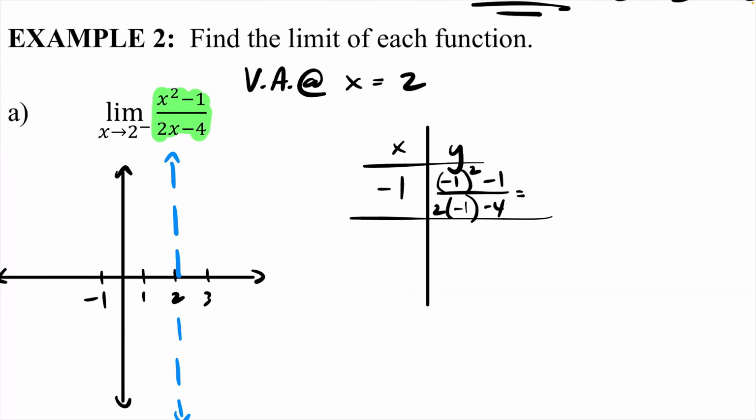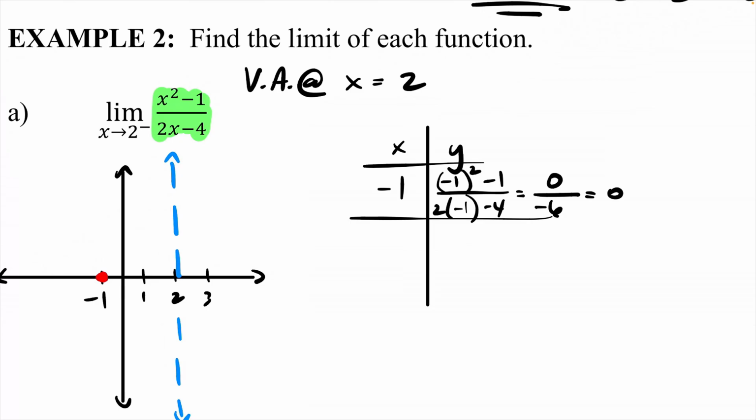So let's do some mental math. On top, what would I get? 0, right? I'd get 0 on top. What would I get on bottom? -6? Which is 0, right? So let me make that dot. So at -1, I would get 0.